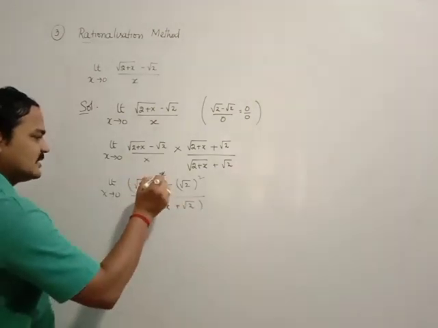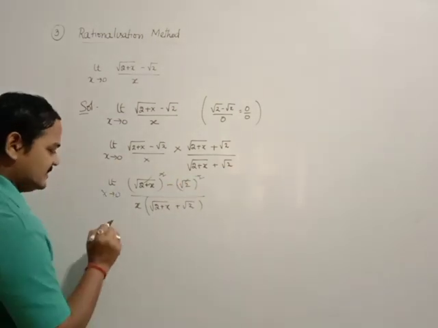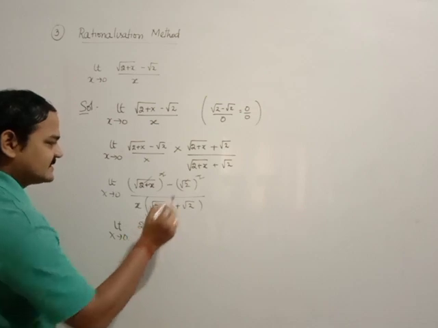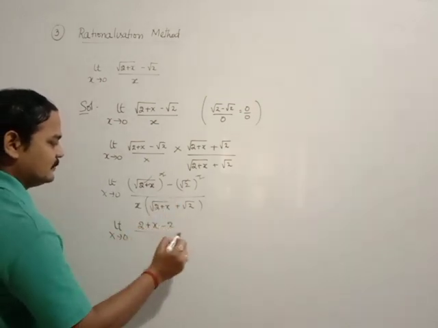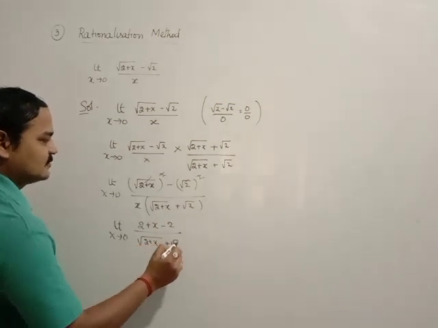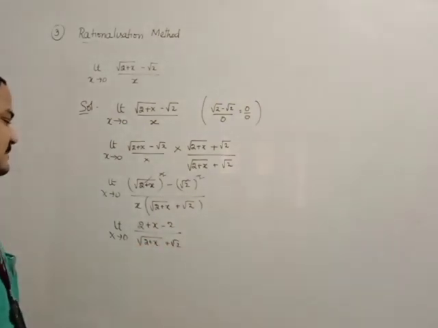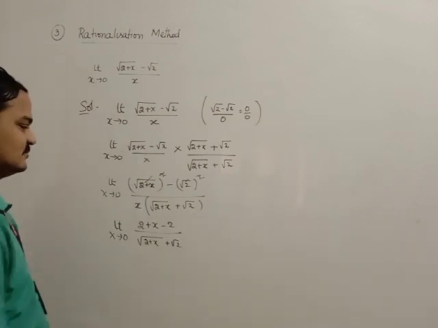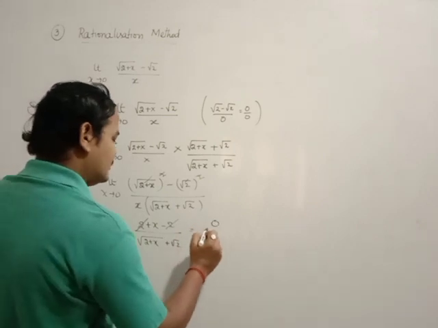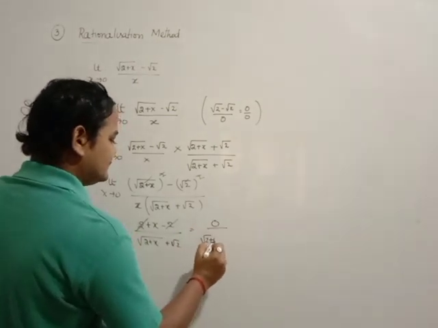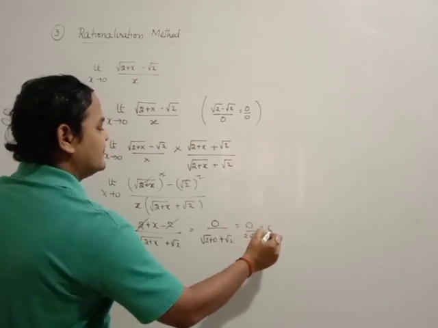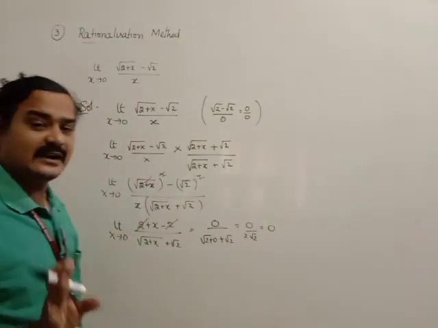The root and the square cancel. So limit x tends to 0, 2 plus x minus 2 by x into root over 2 plus x plus root 2. Now cancel the x. Substituting 0: 1 by root 2 plus 0 plus root 2, that is 1 by 2 root 2. Wait, as written: 0 by 2 root 2, and 0 by anything is 0. You can get a limit value of 0.